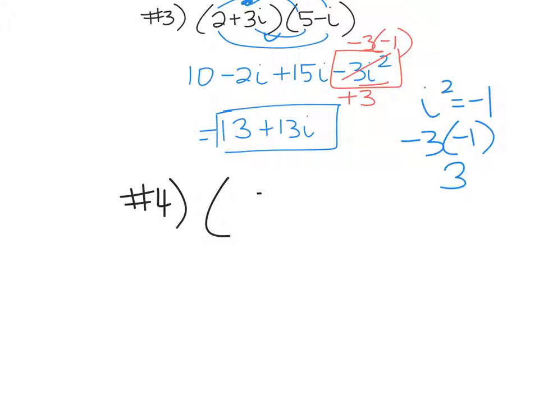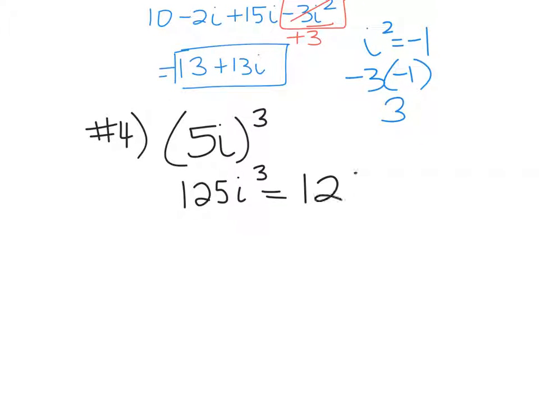All right, number 4. How about this one? 5i cubed. A couple ways to look at this. First way is you just cube it all. You cube the 5, you cube the i, and you get 125i cubed. Now, I'm not going to leave it like that because I can never leave powers of i, ever. So what you can do is split this up. i cubed is i squared times i. Do you agree with that? And then what's i squared? Negative 1. So this is really negative 125i.